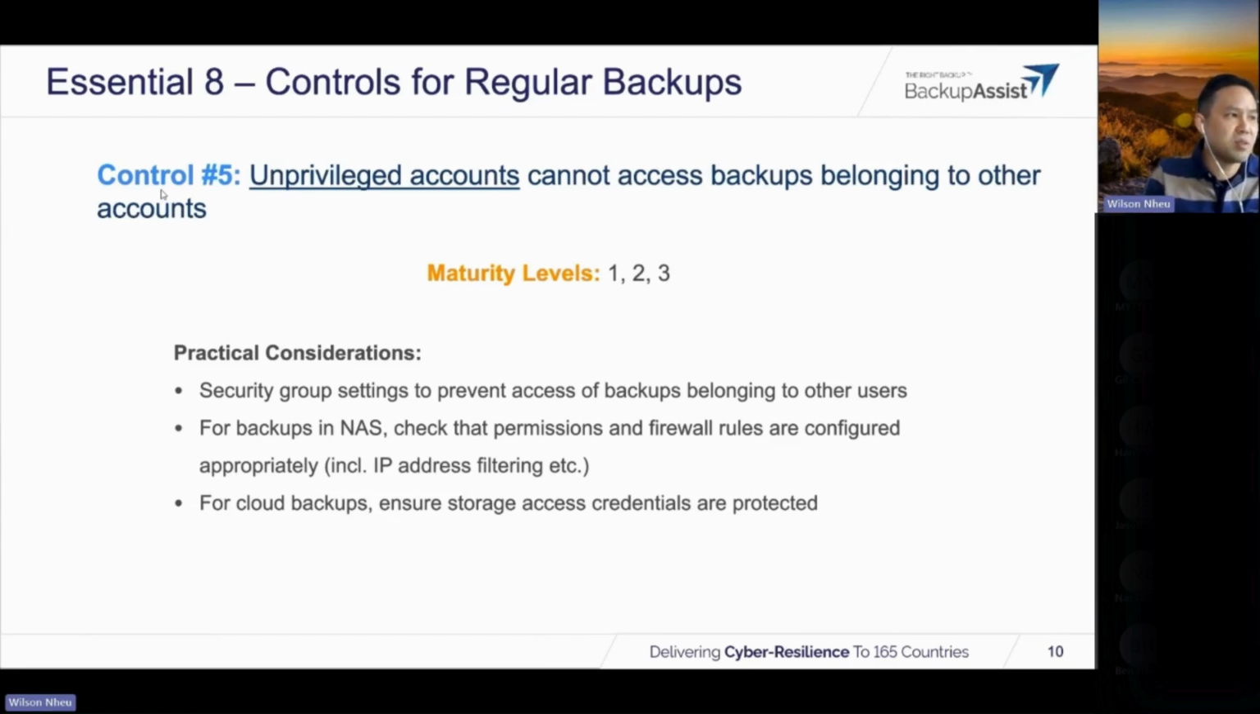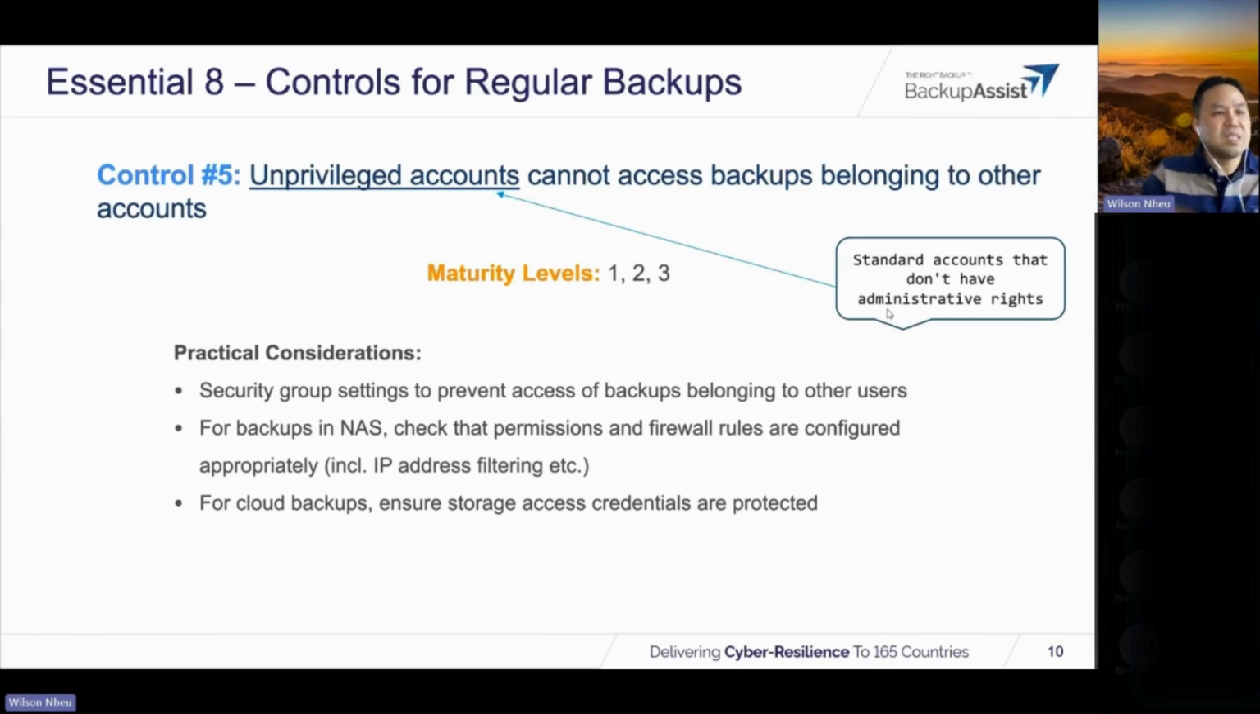So control number 5, we're talking about unprivileged accounts. Now, what does that mean? Unprivileged accounts are effectively standard accounts that don't have administrative rights. So unprivileged accounts cannot have access to backups belonging to other accounts. Again, this is part of maturity levels 1, 2, and 3. From practical considerations, that means you want to have security group settings that prevent access to backups belonging to other users. That might sound simple enough, but of course you've got to think of it not just from your AD perspective.